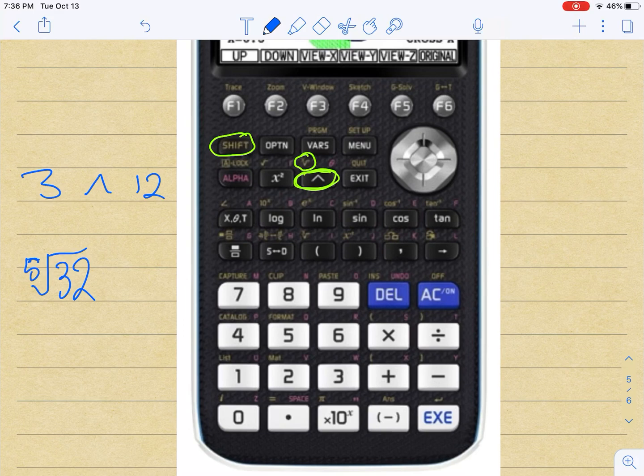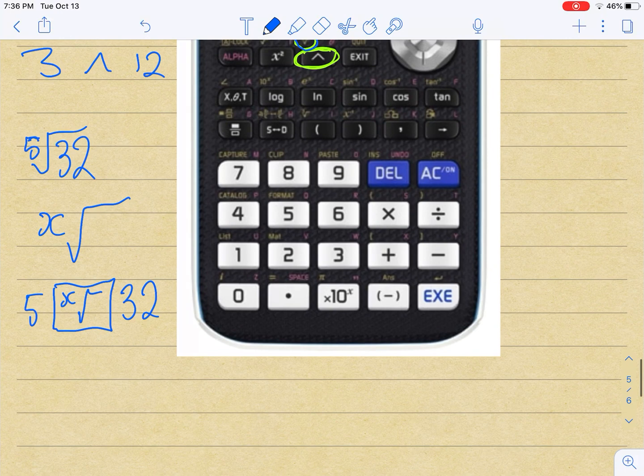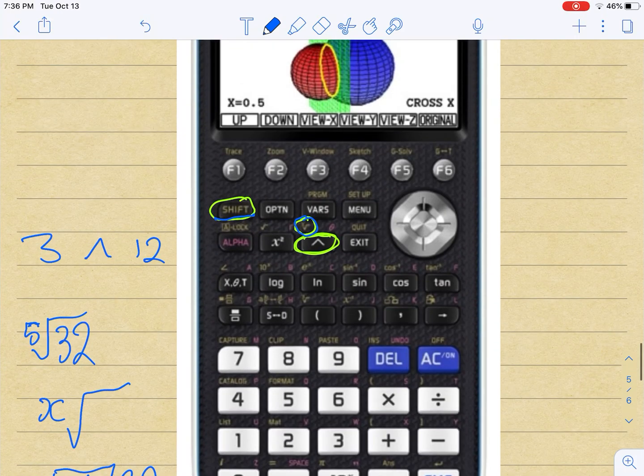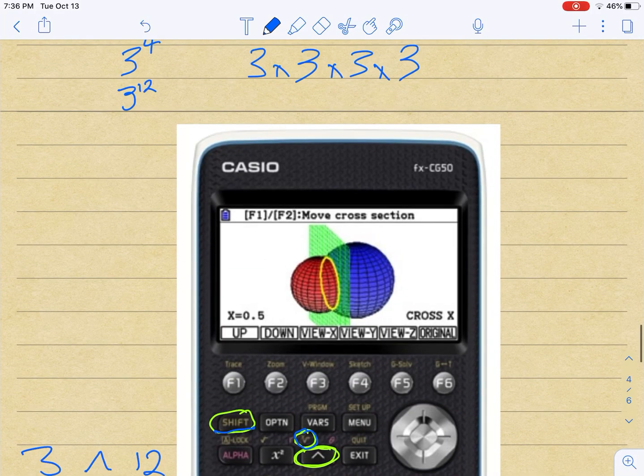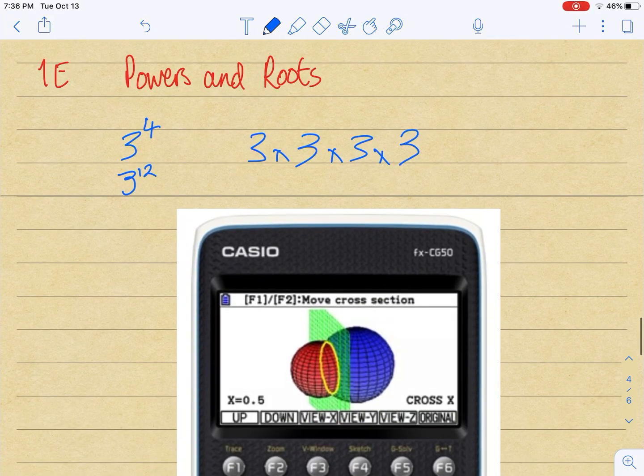5th root of 32, I can press that shift button, and then here you'll see this kind of X root symbol. And so we type 5, shift the little hat thing so that we get this, and then I type in my 32. And that should, if it all goes well, give you the number 2. So check that works for you. Have a little play with those buttons. That's powers and roots on a calculator.